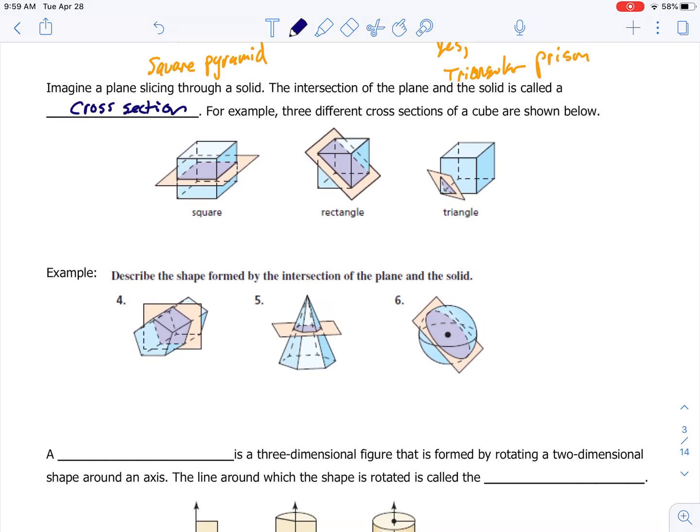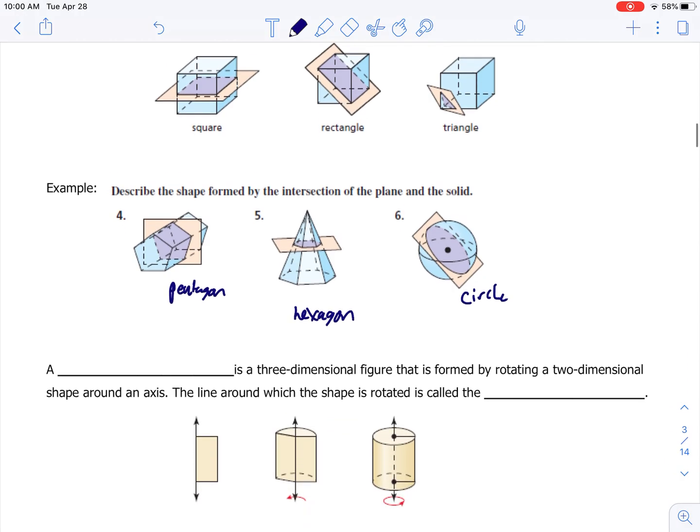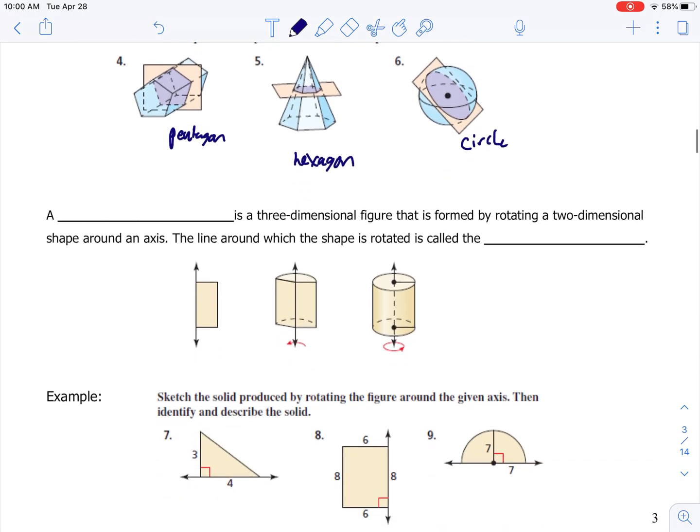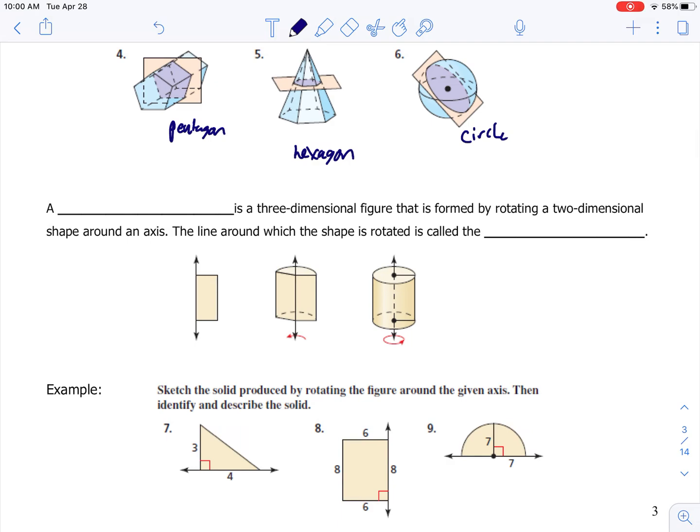Cross-sections can also make different kinds of shapes depending on the angles that they cut them, right? So here again, we would see, for example, a cross-section that creates a pentagon. Over here, we would see a hexagon. And here we would see a circle.